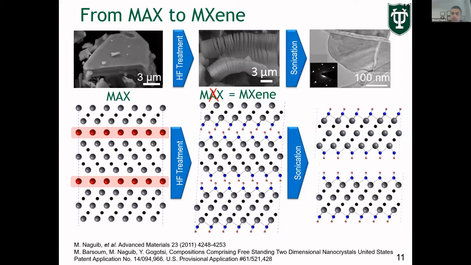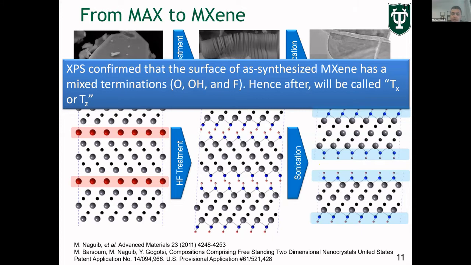XPS confirms that we don't have any more aluminum, and what we have is mixed surface termination of OH and F. And you'll find that I'll be using TX or TZ after that to describe these surface terminations. So if you see them, these are not new elements, it's just an abbreviation for mixed surface termination.